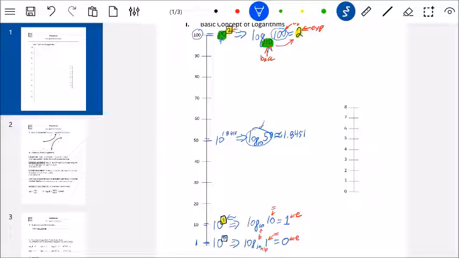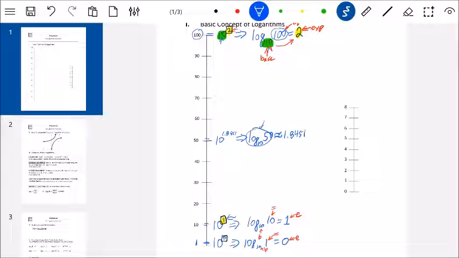1.8451. You are not allowed to round it after the tens, hundreds, thousands, 10,000th place. So you have to go out to the 10,000th place. Well, I guess you don't have to if you want to lose points on tests. But if you don't want to lose points on tests, don't round. Like this, some people would round this to 1.8 or 1.85 or 1.845. All of those would be incorrect.